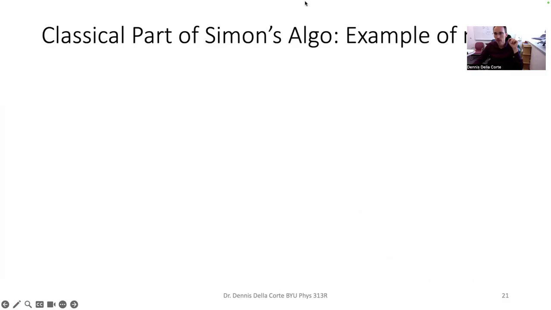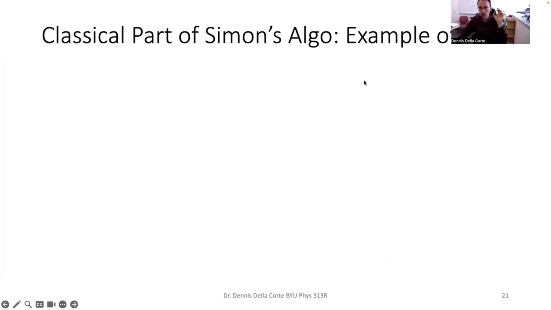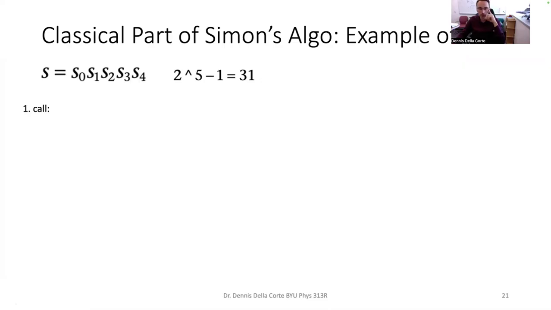And once we have it, then we can do something cool, and that is combining the quantum part with the classical part. So Simon's algorithm is a combination of quantum and classical algorithms. So let's talk about how this classical part works. And let's use the example of n equals 5. So we know that there's a string that has 5 unknowns in it, and we want to try to find these 5 bits. So how many options are there? 31. Okay. So in order to find this, we do a call.